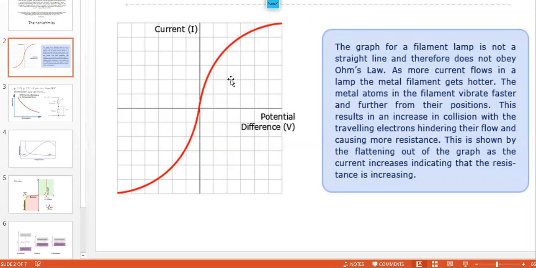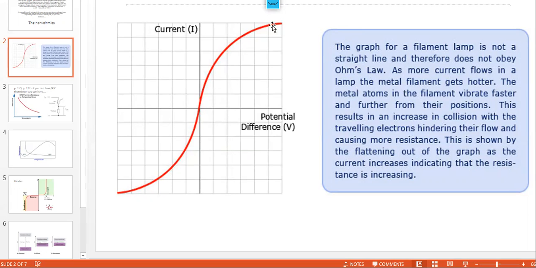We don't get a straight line that goes forever, right? They give an explanation here in this little box as to why that's the case. As more current flows in the lamp, the metal filament gets hotter. The metal atoms in the filament vibrate faster and further from their positions. This results in an increase in collisions with the traveling electrons, hindering their flow and causing more resistance. This is shown by the flattening out of the graph as the current increases, indicating that the resistance is increasing.